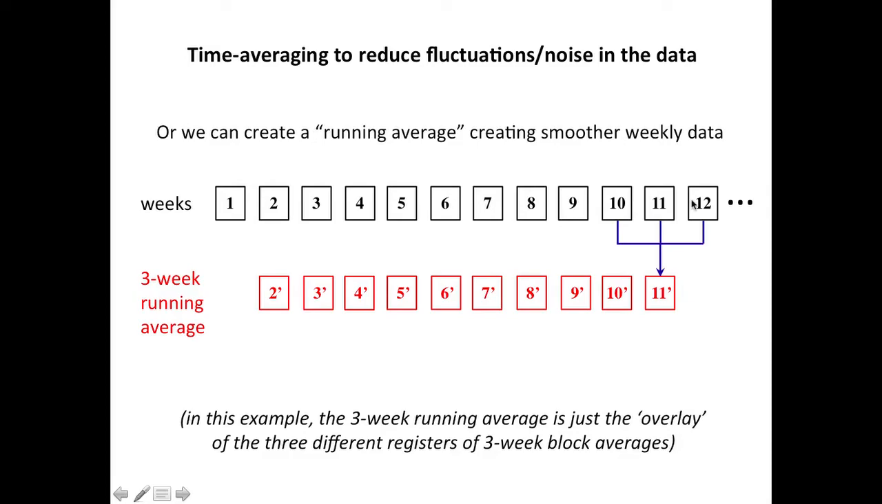And these are simply different methods. I don't think one is inherently better or worse than the other. They're just different ways of thinking about smoothing the data. And you can see in this case actually this 3-week running average is really just an overlay of the 3 different registers we talked about before.